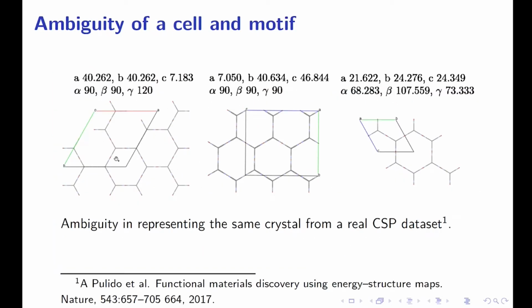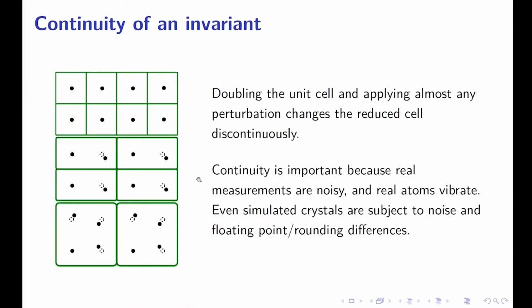This is reflected in these examples as well, because these three things aren't literally isometric. There's a slight bit of noise between them. And that means that if you reduce the unit cell, you probably won't get the same thing anyway. So continuity we want because of noise, because of floating point and rounding errors. Even simulated crystals are subject to this sort of thing. So it can't be that we want exactness in terms of isometric invariance, but we also want to continuously quantify similarity. We don't want big changes when we smoothly move around points.